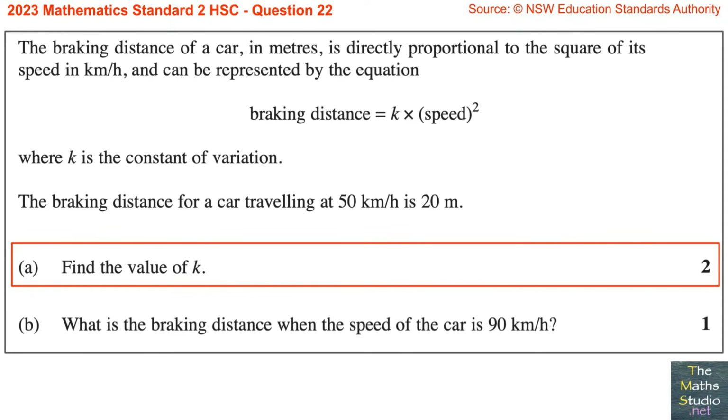Question 22. The braking distance of a car in meters is directly proportional to the square of its speed in kilometers per hour and can be represented by the equation braking distance equals k times speed squared, where k is the constant of variation. The braking distance for a car travelling at 50 kilometers per hour is 20 meters. Part A. Find the value of k.